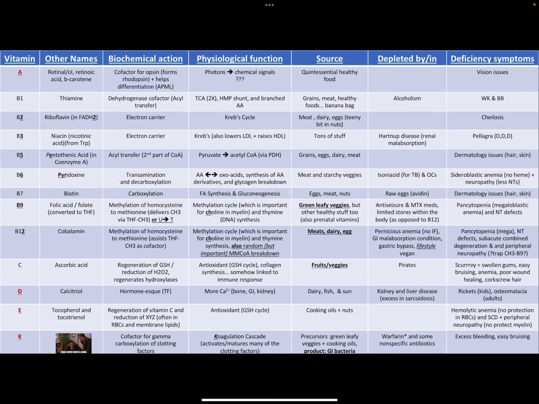All right, let's do it. Let's jump in. Vitamin A, retinoic acid, beta carotene. Think of carrots. It helps with vision. Remember that silly soccer referee. That's because it combines with opsin to form rhodopsin, which interacts with photons.